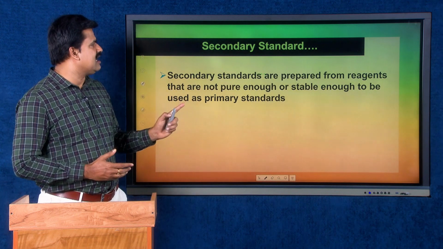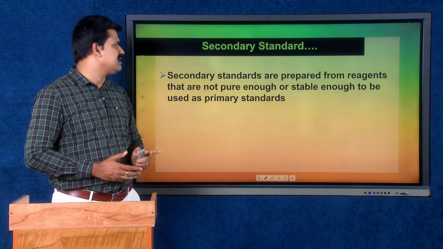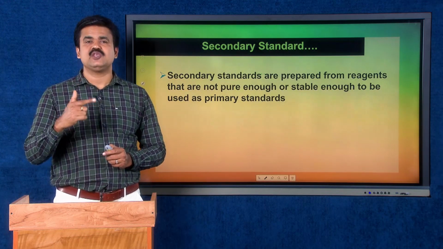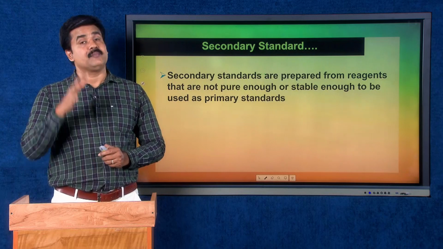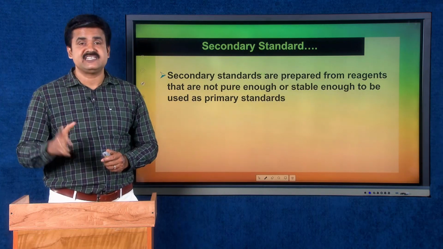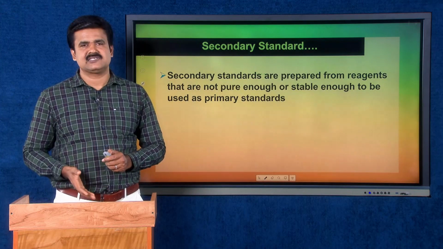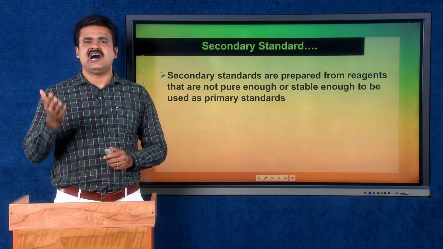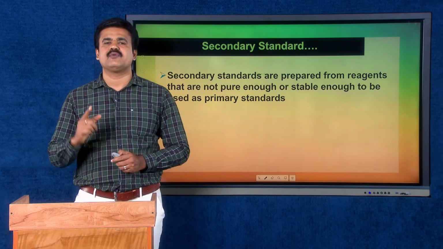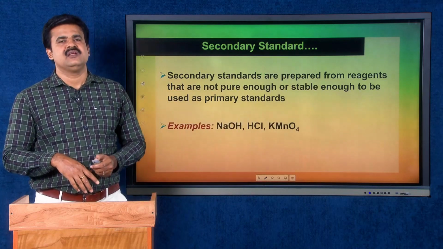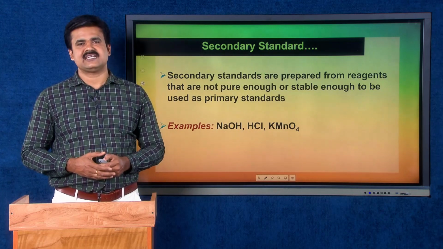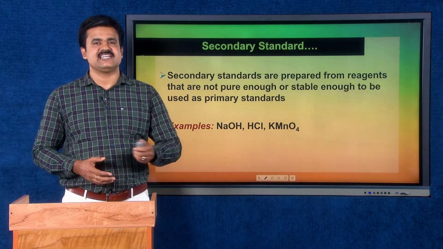Secondary standards are prepared from reagents that are not pure enough or stable enough to be used as primary standard. Primary standard must meet certain conditions like purity, stability, etc. But secondary standards are materials whose concentration is determined with the help of primary standards. Examples of secondary standard are shown here. It may be sodium hydroxide, HCl, potassium permanganate, etc.